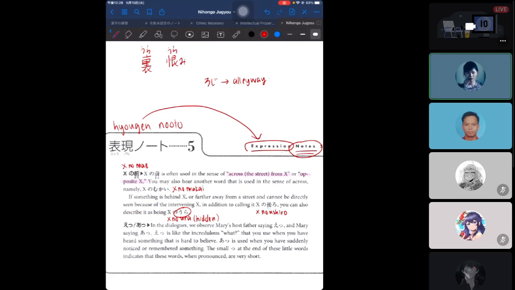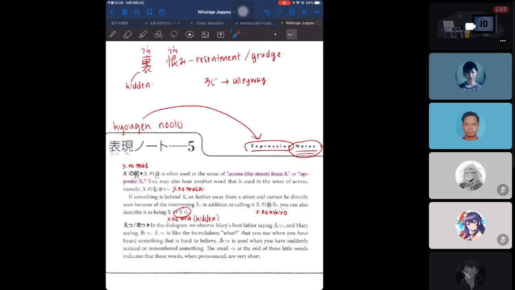This one is more to resentment, or like maybe a grudge. So urami has a different meaning, while ura means behind, or somewhere hidden. So that's the difference. You can say X no ura, which is somewhere that is hidden. You can't really see it.